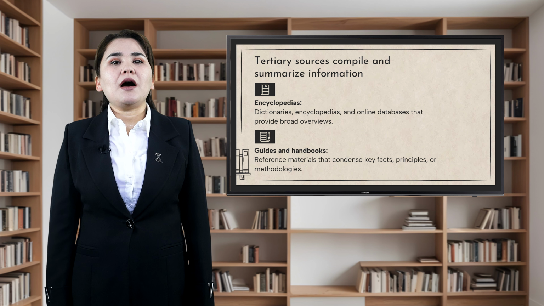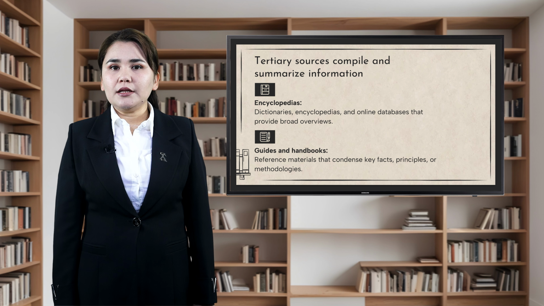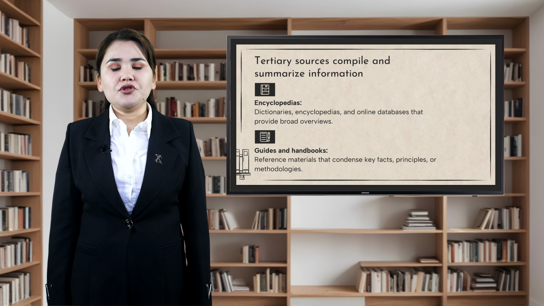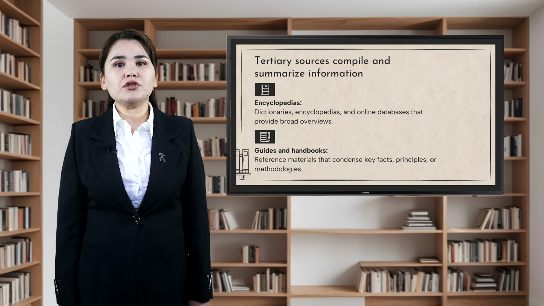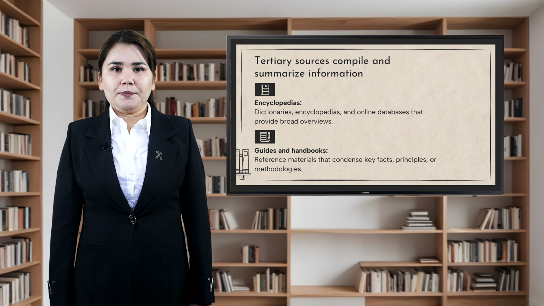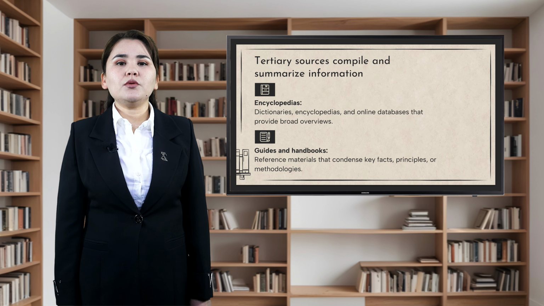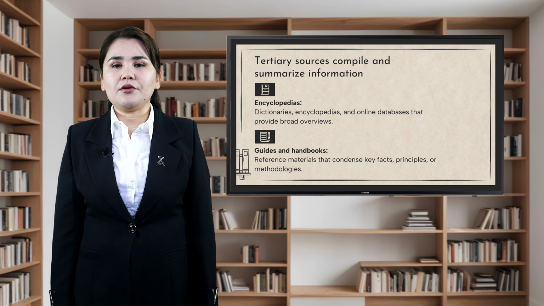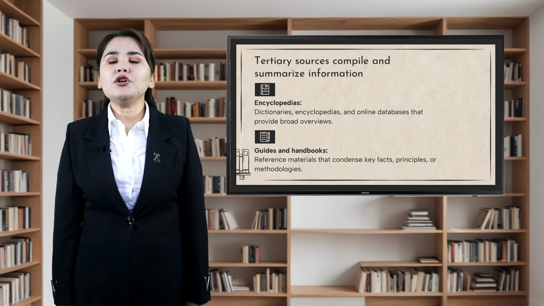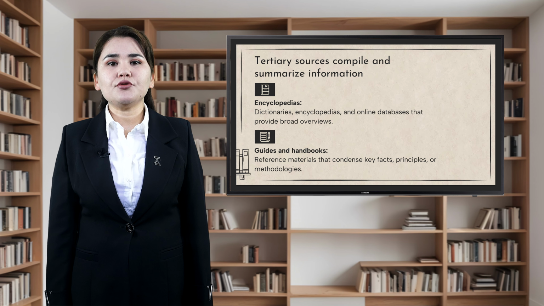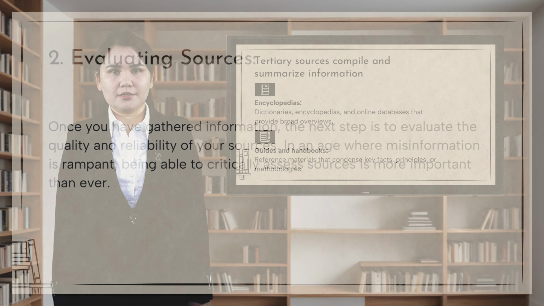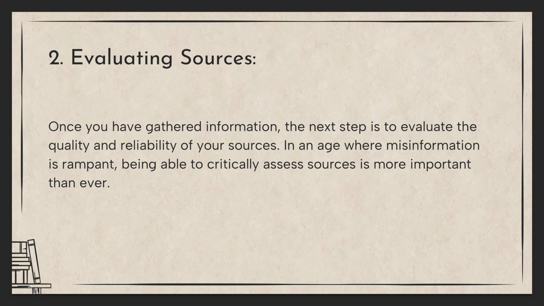And next, about search engines. Google, Bing, and other search engines can help you find a broad range of information. When we talk about leveraging online tools, tools like Zotero, Mendeley, or Evernote can help you organize research and manage citations. Allow me to talk about evaluating information.